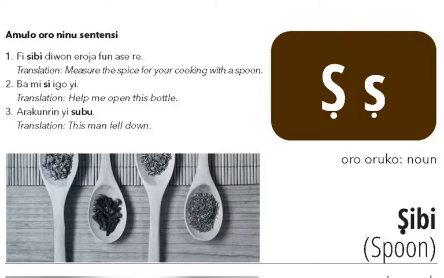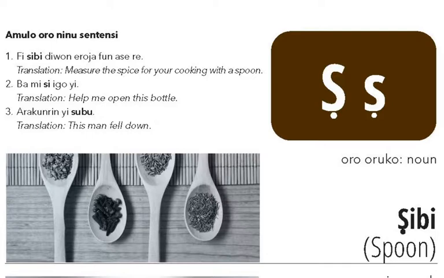The first one we'll be teaching today is Ṣ. You remember there is S without a dot underneath. We talked about that last week. That one is pronounced S. This one is Ṣ, Ṣ, Ṣ. And the first example I've given here is a common thing that you see every day.